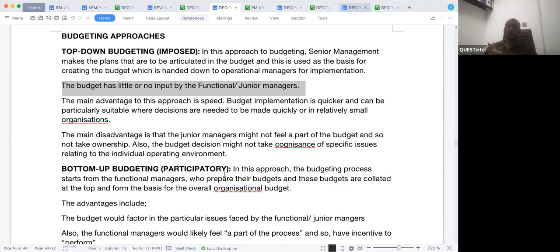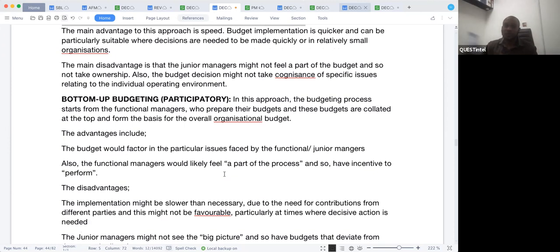And so we'll generally see that there might be a need to incorporate information from those individuals that are involved with the execution of the budget. Remember that it is not the senior managers that are executing the budget. So if they are making the budget, there are chances that they might not have all the necessary information. And so we come to the bottom-up approach now, or the participatory approach.